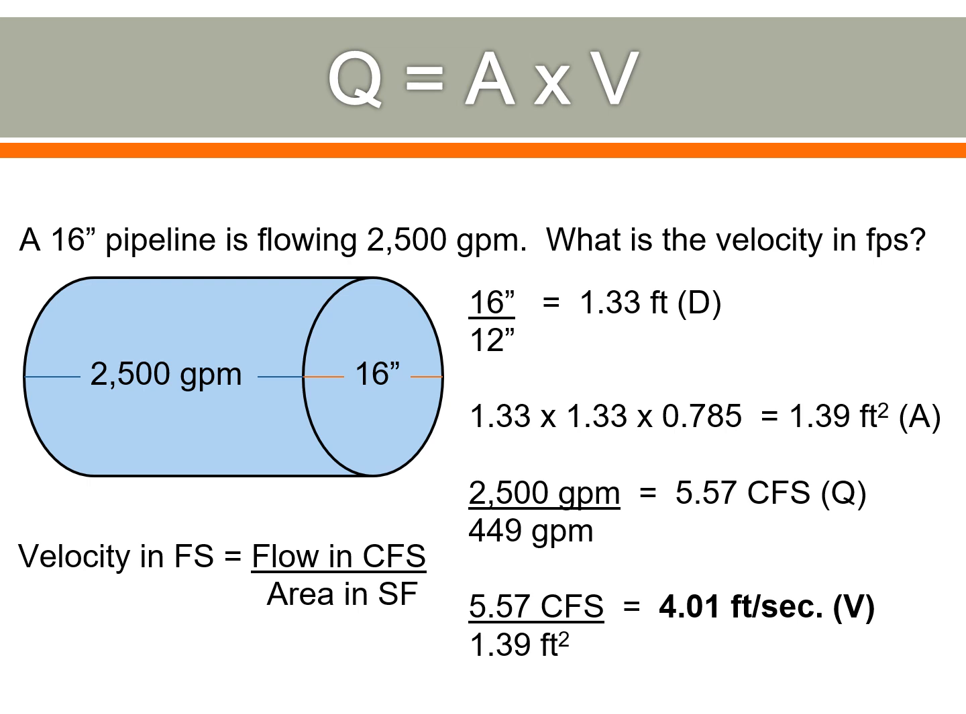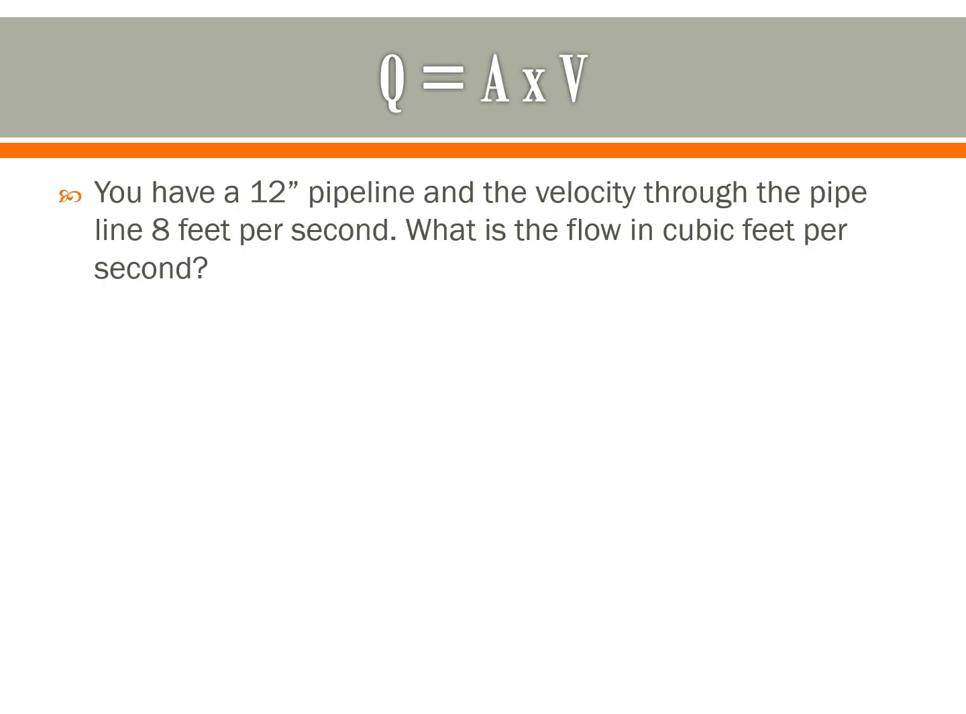So the last step then to solve for velocity would be to take 5.57 cubic feet per second and then divide that by the 1.39 feet squared, which comes out to 4.01 feet per second velocity. There you have it. There's your answer. Hopefully you arrived at the same one if you solved this for yourself. All right. One last problem before we end this video.